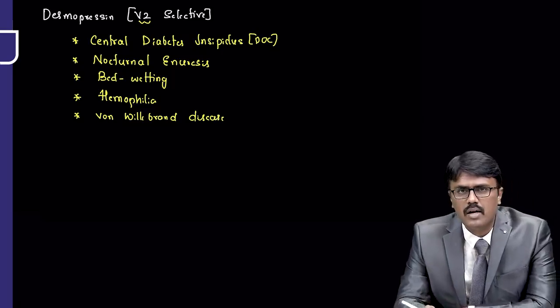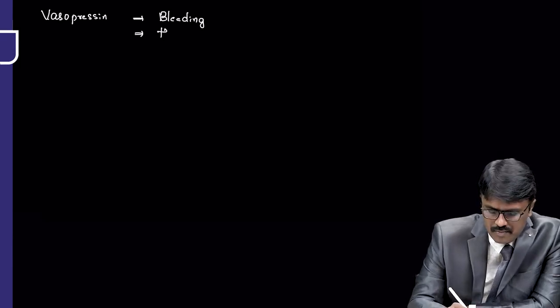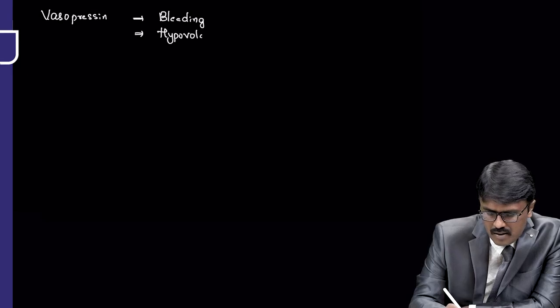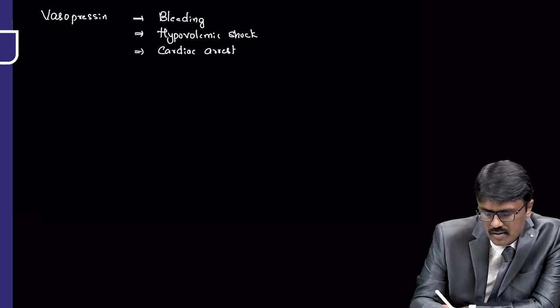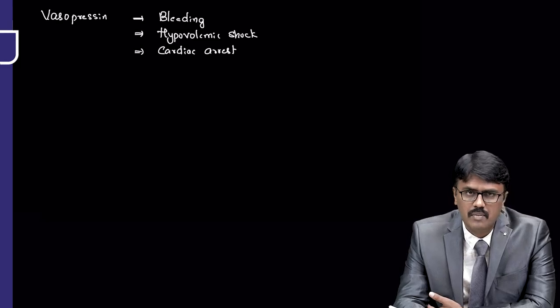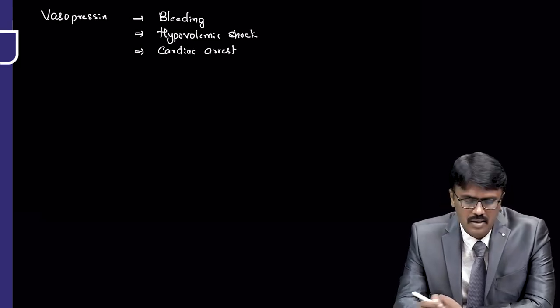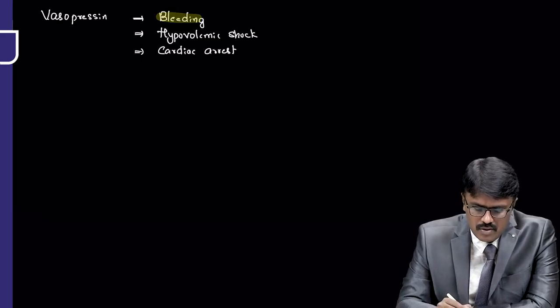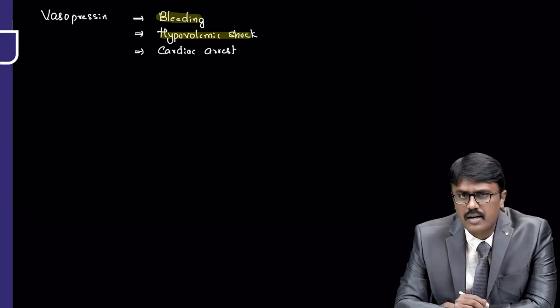These are the two major drugs that are important. Now, do we use vasopressin as a separate drug? Vasopressin is used to control bleeding. It is also used in hypovolemic shock, and it is also used in cardiac arrest. In certain countries, the guidelines use a high dose of vasopressin in cardiac arrest, but the recent guidelines don't recommend the use of vasopressin in cardiac arrest. But these are the uses where we use vasopressin: bleeding, hypovolemic shock, cardiac arrest.